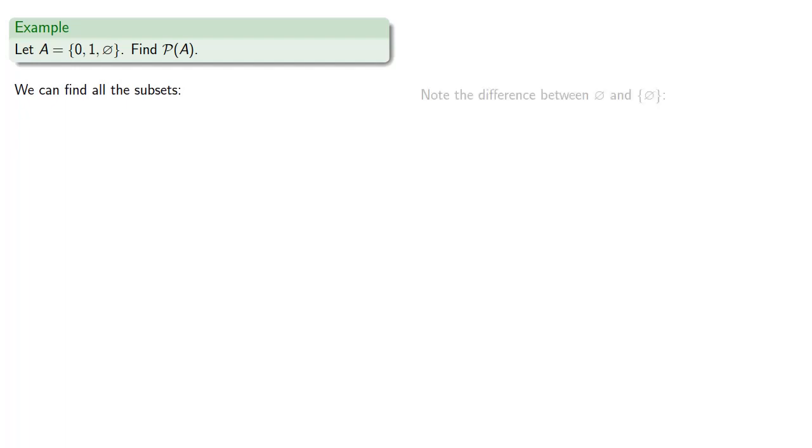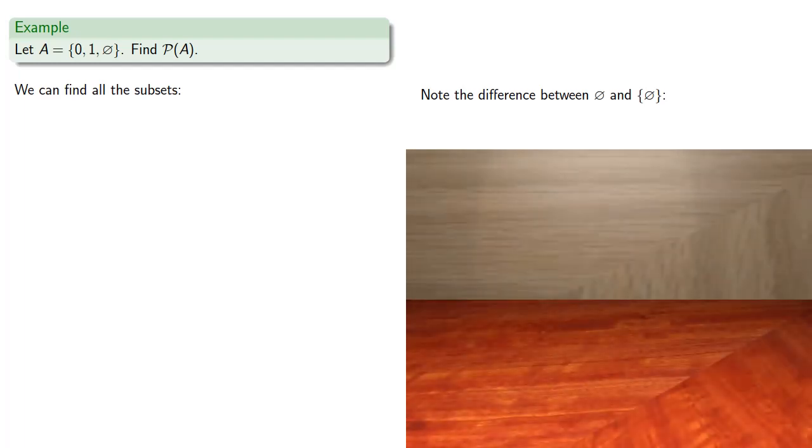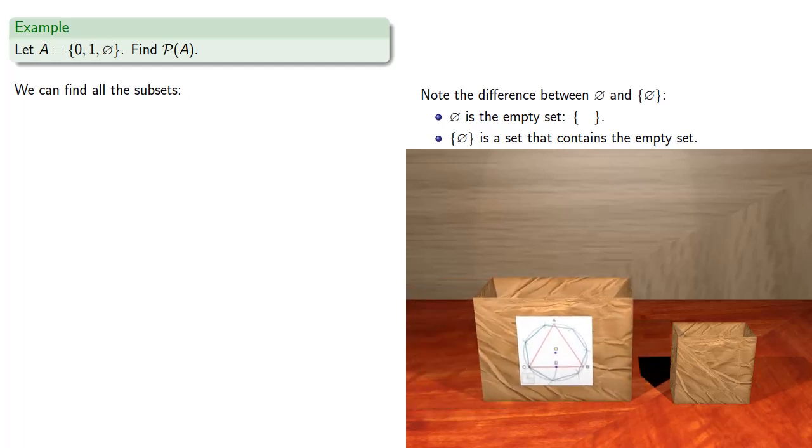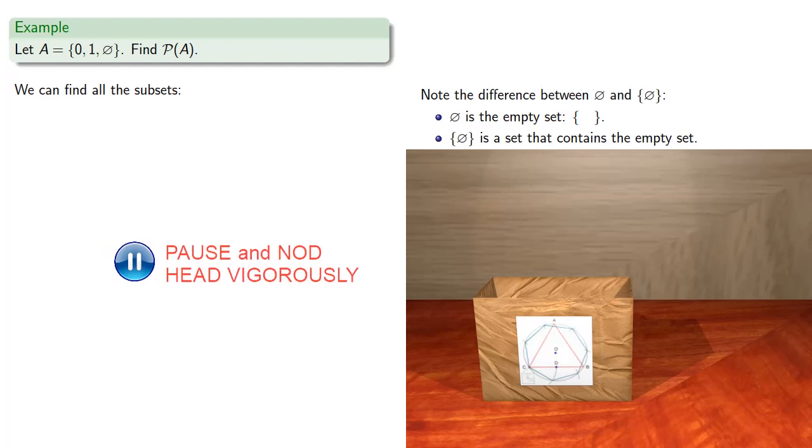So it's important to note the difference between the empty set and the set containing the empty set. The empty set is the empty set. You can think of it as a bag that contains nothing. Meanwhile, the set that contains the empty set is a set that contains the empty set. So you can think about this as a bag that contains the bag that contains nothing.